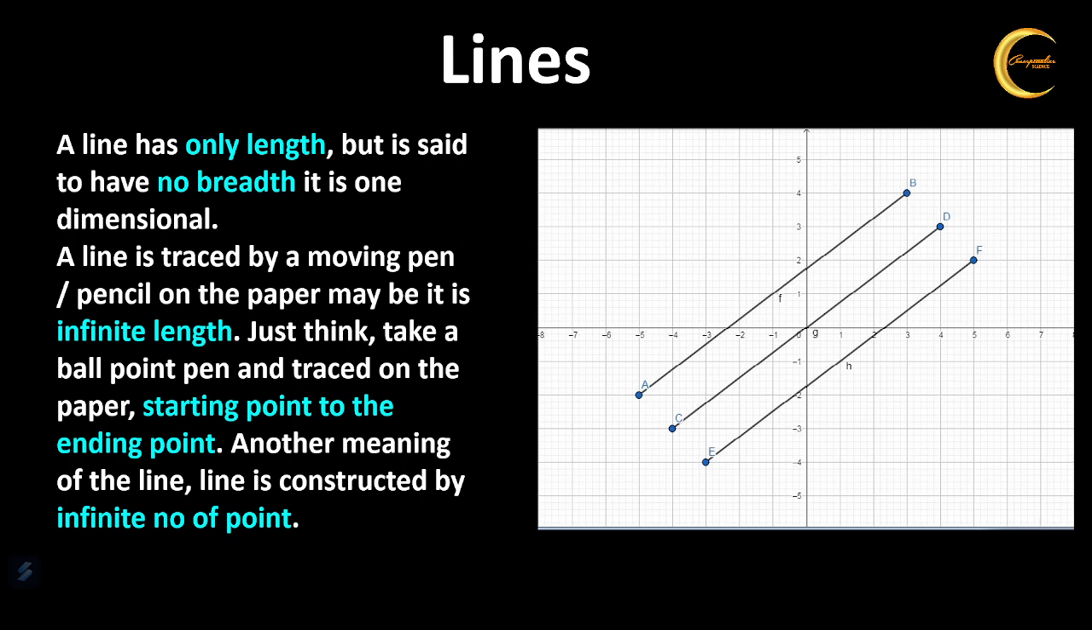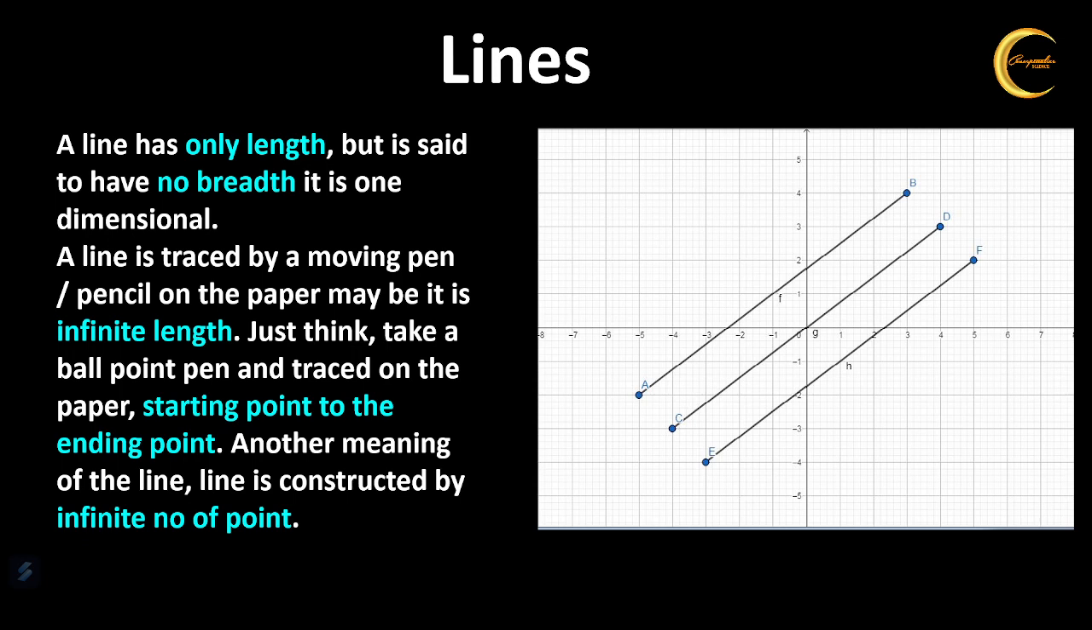Now come to the line. A line has only length, but is said to have no breadth. It is one dimensional. So how can we draw a line? A line is just traced by a moving pen or pencil on paper. You can draw a line of infinite length.